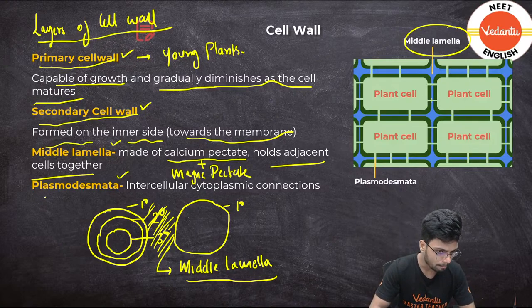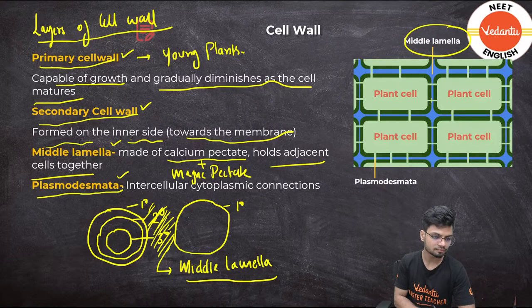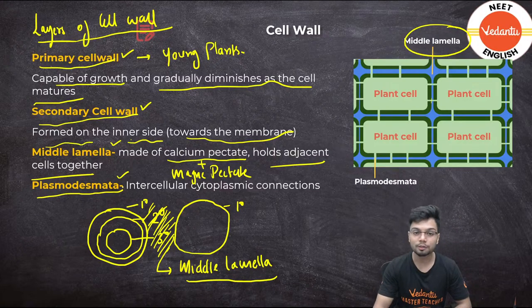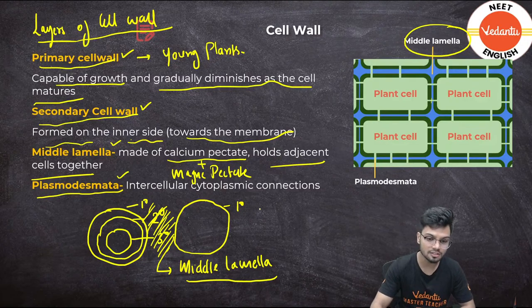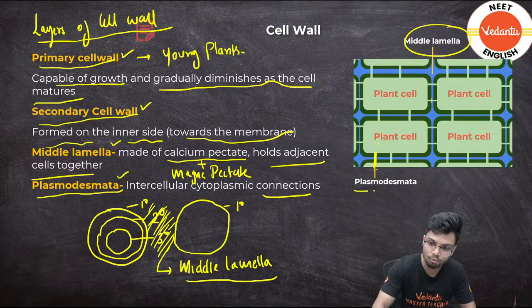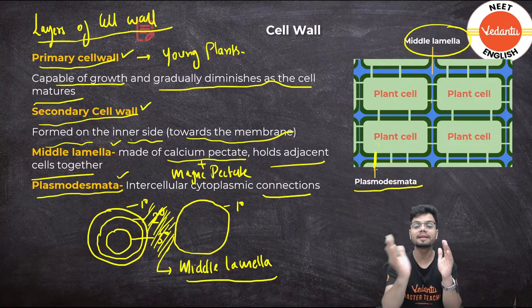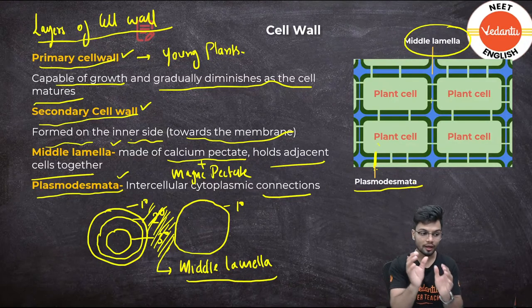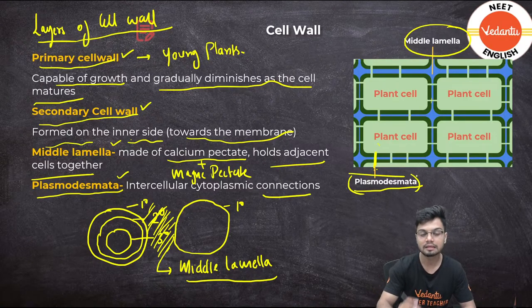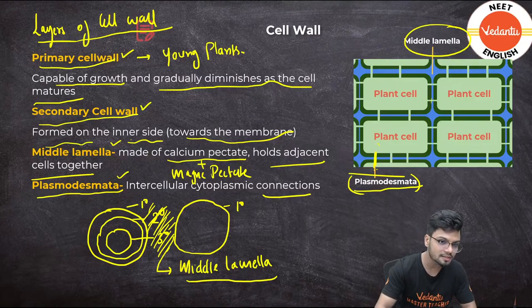Now, what is plasmodesmata? Plasmodesmata are basically cytoplasmic structures, intercellular cytoplasmic connections. Can you see, two plant cells are connected together with the help of plasmodesmatal connections, which help in the exchange of material. Clear? Now, students, listen to me very carefully.